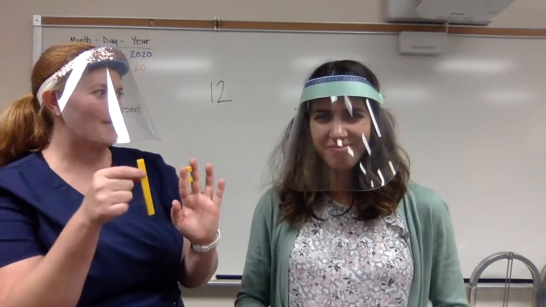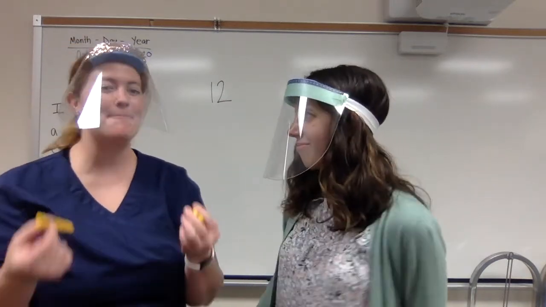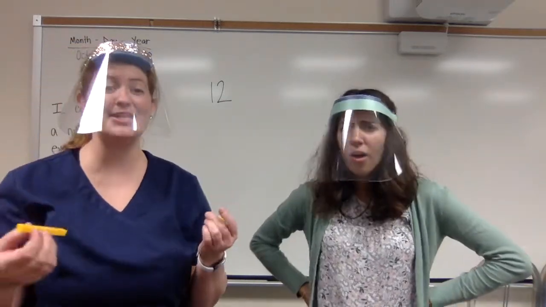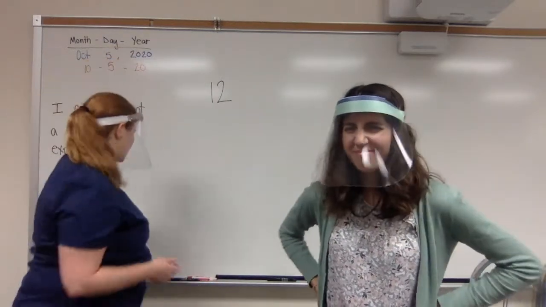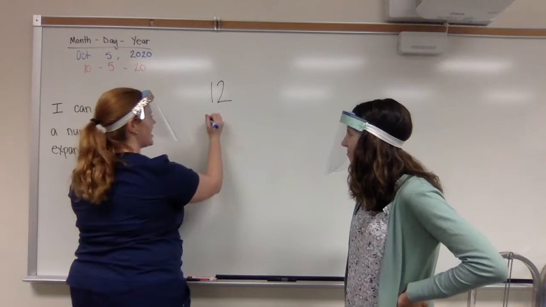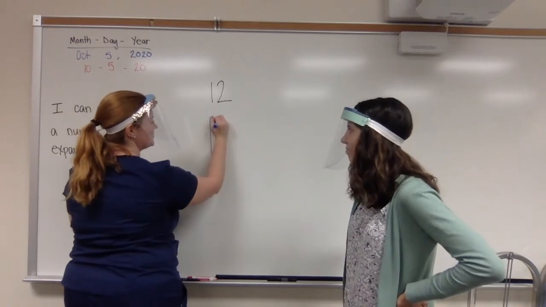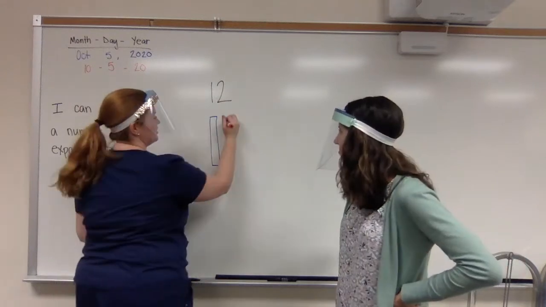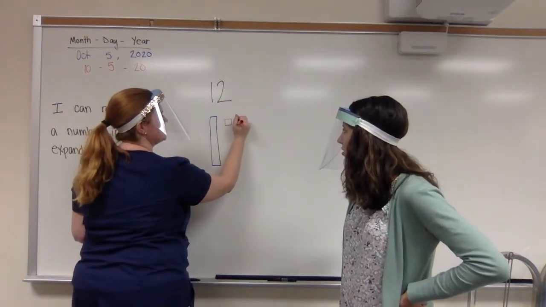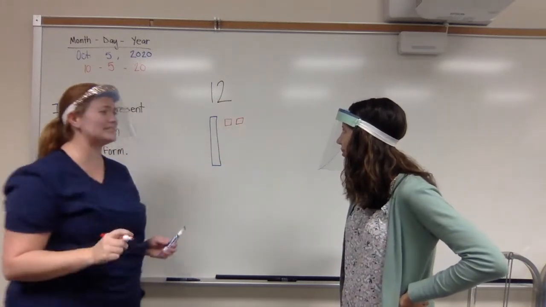Perfect. Ooh, and I remember on Friday we learned about picture form. So if I was going to draw this number, I'm not going to draw 12 of something. I'm going to draw 1 ten. It was a long, skinny rectangle. And it had 2 ones, which are the 2 little boxes. And I'm going to make sure to leave a gap so I can clearly see the difference.